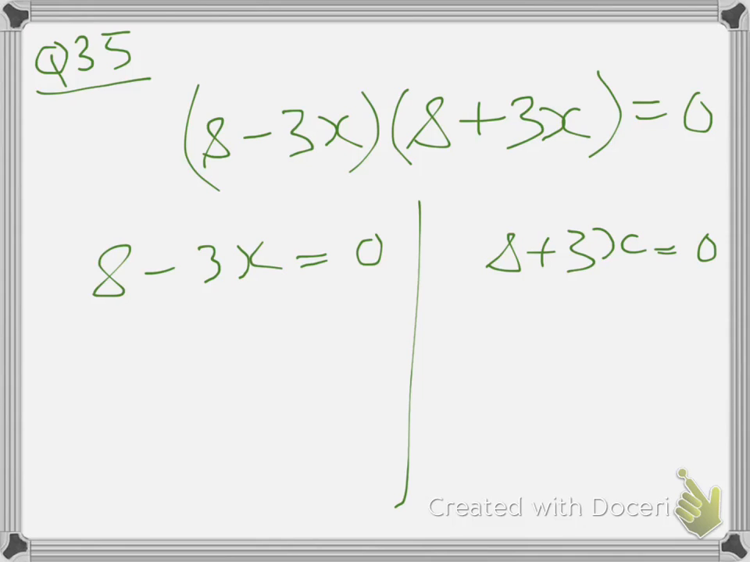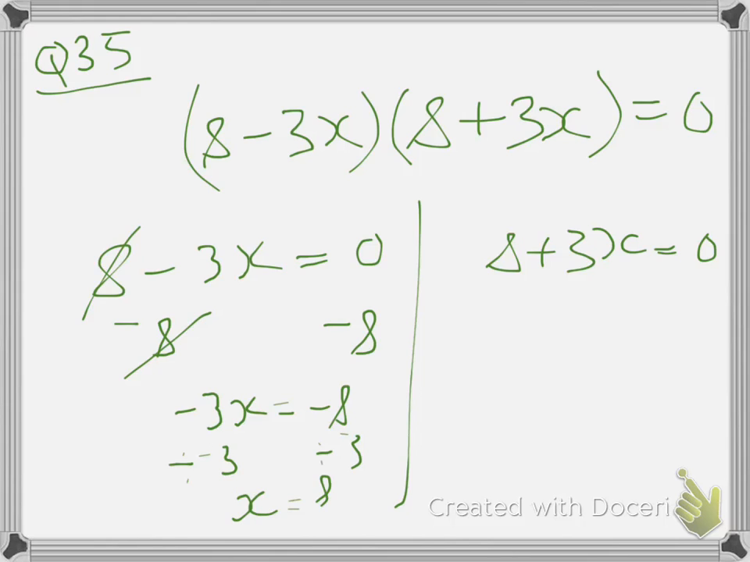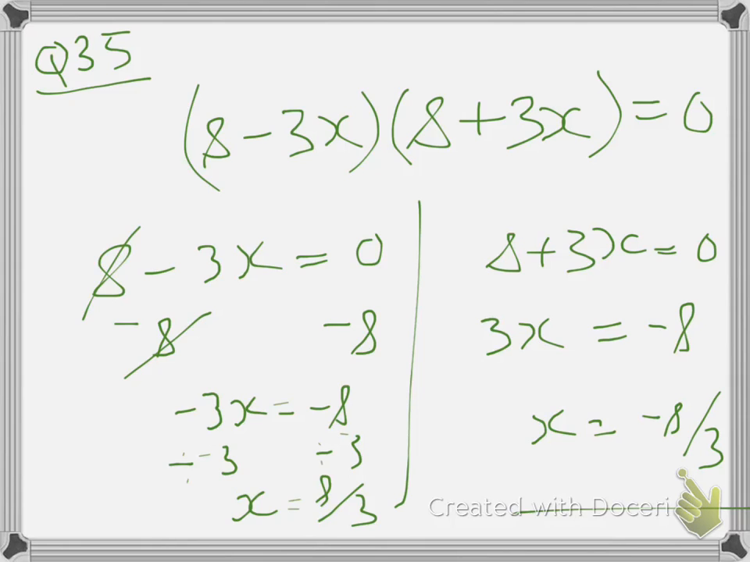First one, trying to get x by itself. I'm going to first of all take away 8 from both sides. 8's cancel. I'm left with minus 3x equals minus 8. Last step, divide both sides by minus 3. I'm left with x equals 8 over 3. I've got rid of both the minuses. That's one solution. The other solution comes from subtracting 8 from both sides, then dividing by 3 both sides. x equals minus 8 over 3 and positive 8 over 3.